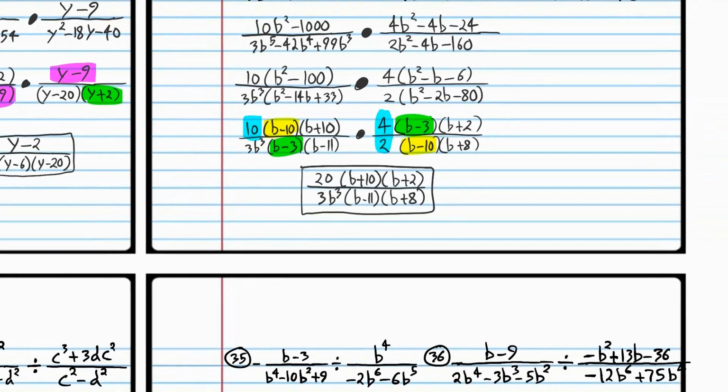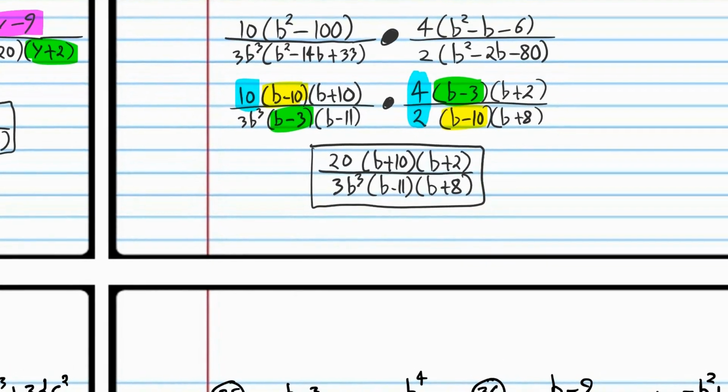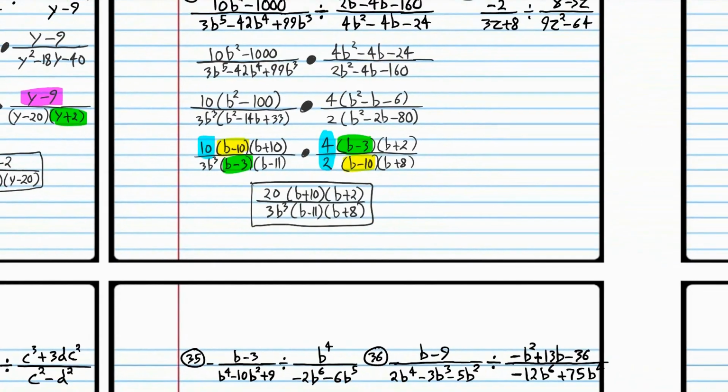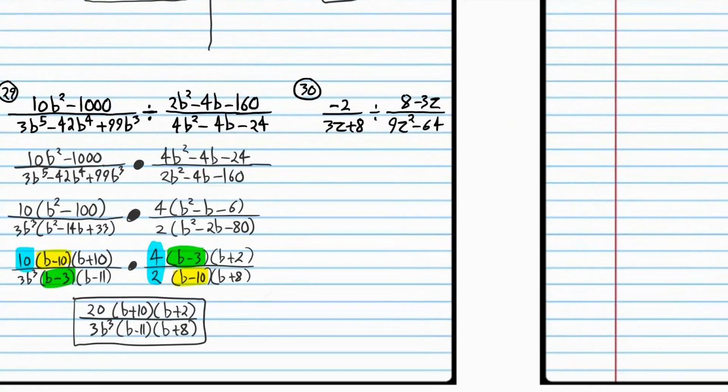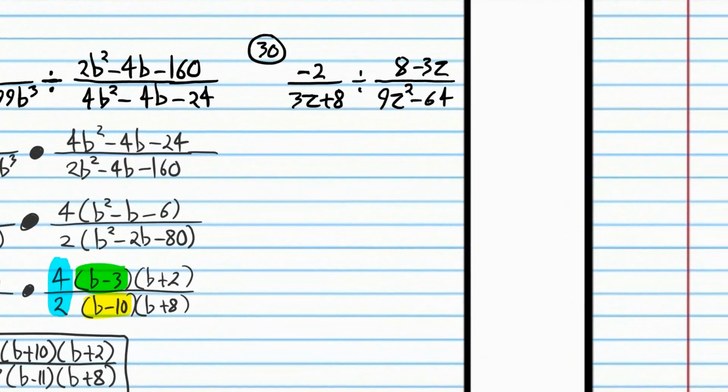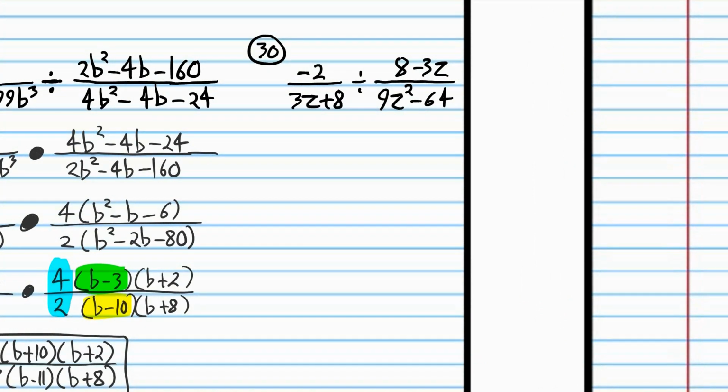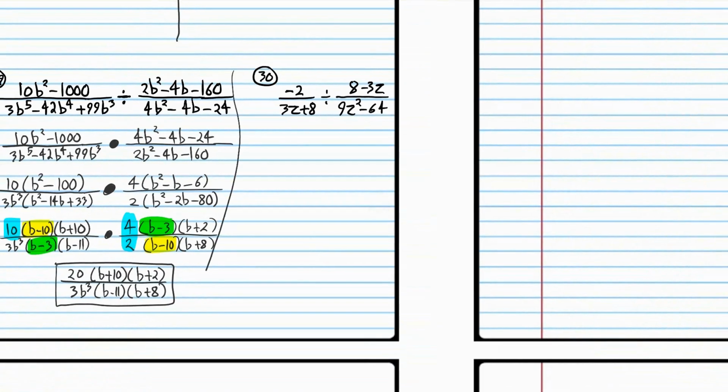So that was a good one. So if you got that answer, good job. Now for number 30, I want to warn you that you're going to have to use the -1 rule. You're going to have to factor out a -1 there. So go ahead and try number 30, and when you come back, we'll do it together.